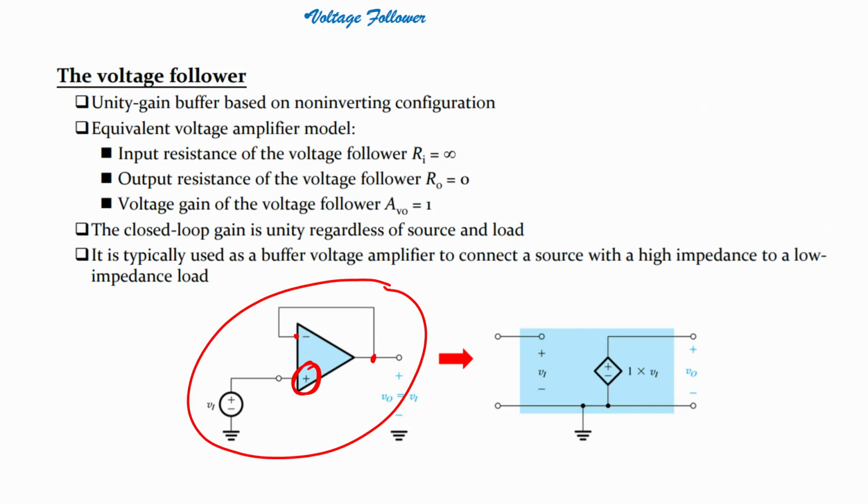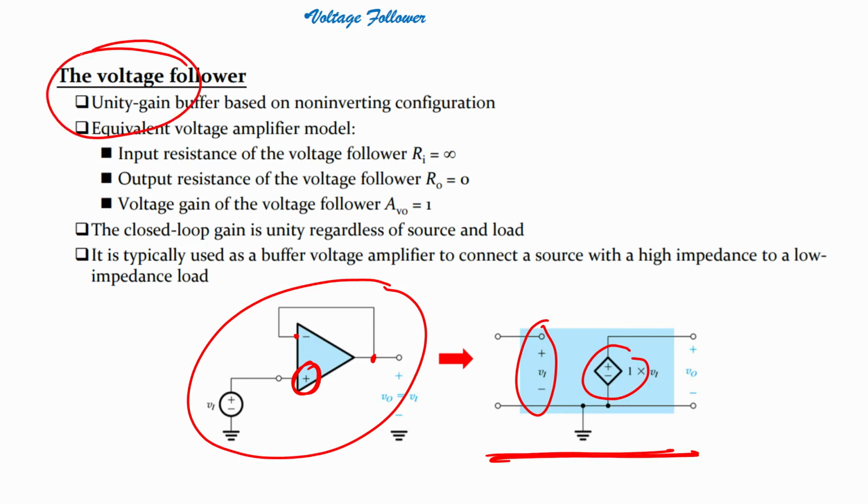Equivalent voltage amplifier model. So, if I make an equivalent voltage amplifier model, how can I use it? You can see that the input resistance of the voltage follower is infinite, right. Output resistance is 0, and the voltage gain of the unity gain amplifier, that is why it is called unity gain. Unity gain means what? Gain is 1, right. So, to have gain equal to 1, we have AVO, voltage gain, equal to 1. The closed loop gain is unity regardless of source or load.